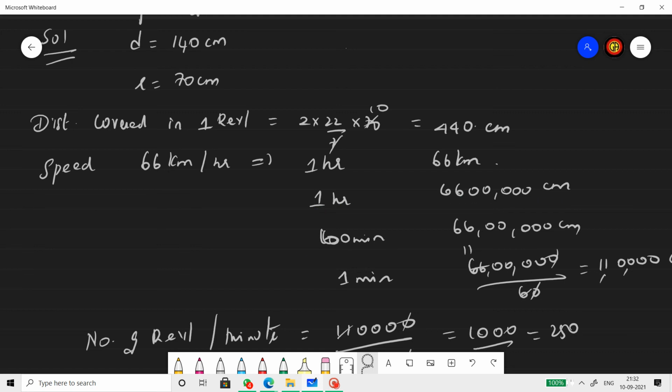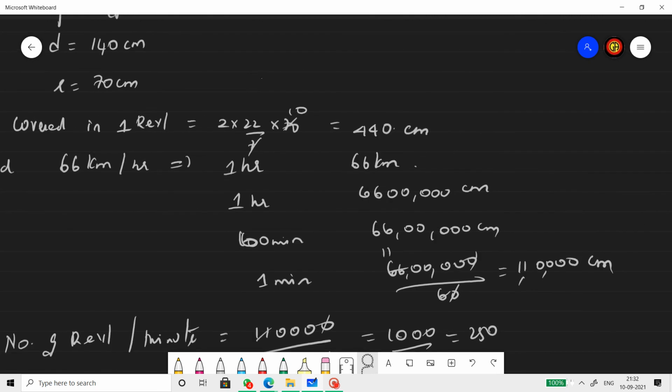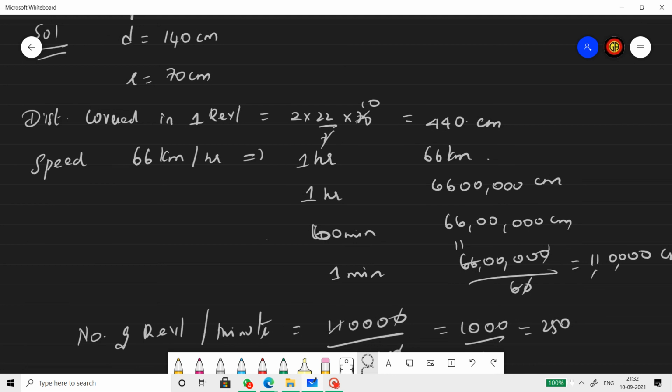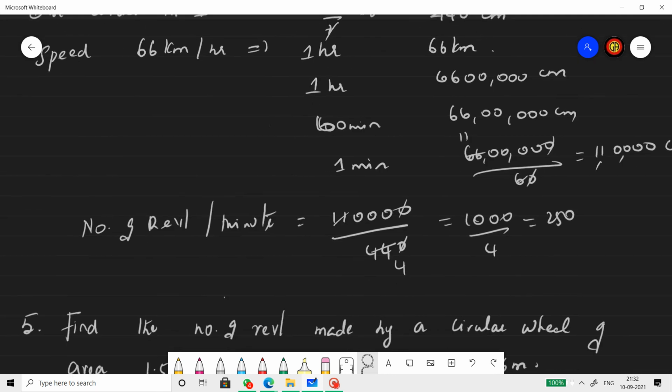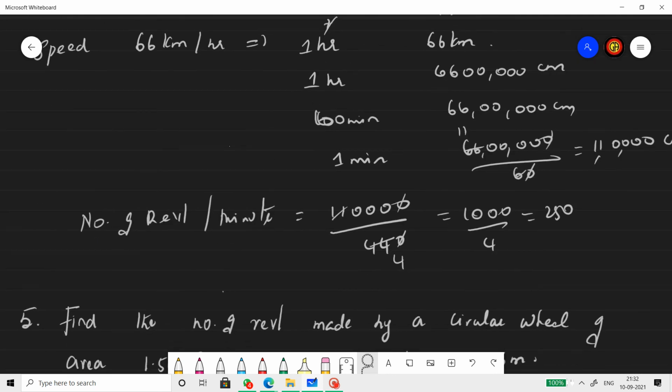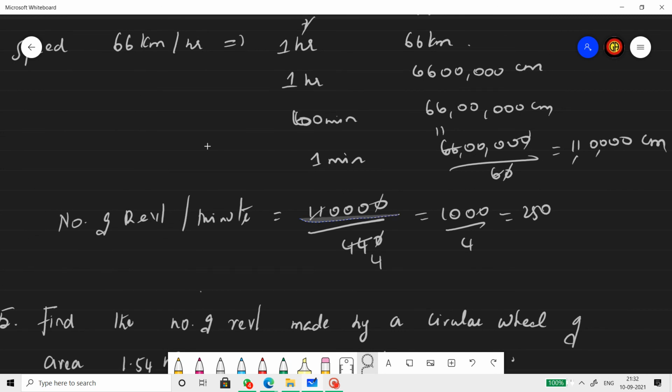So in 60 minutes, 66 lakh centimeter. Therefore, in 1 minute, 66 lakhs divided by 60, 1 lakh and 10,000 centimeter. So this is the distance covered by the wheel in 1 minute. Number of revolutions per minute is equal to the total distance it has covered in a minute divided by distance covered in one revolution. So 1 lakh and 10,000 divided by 440. We get 250. So total revolutions made is 250 revolutions.